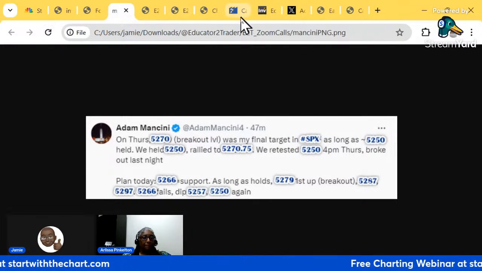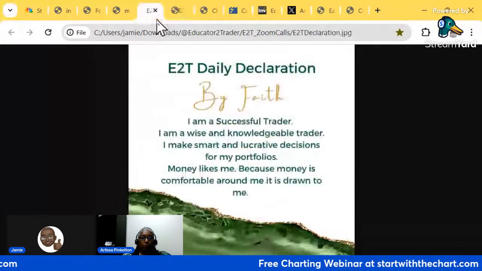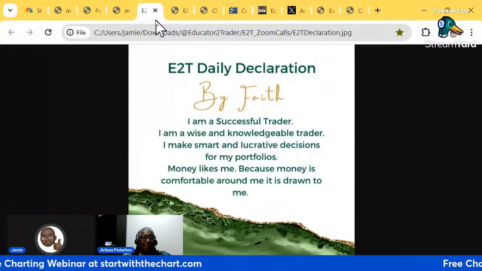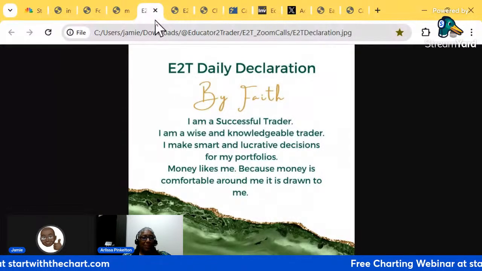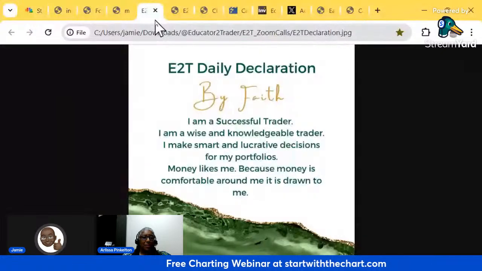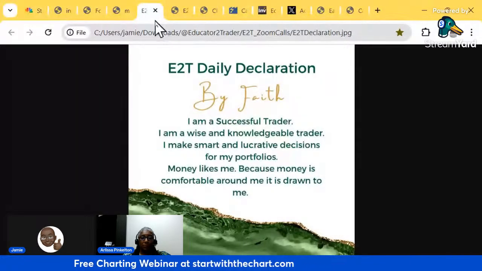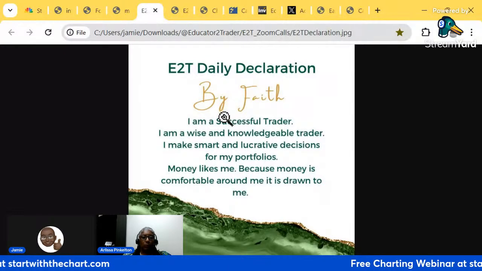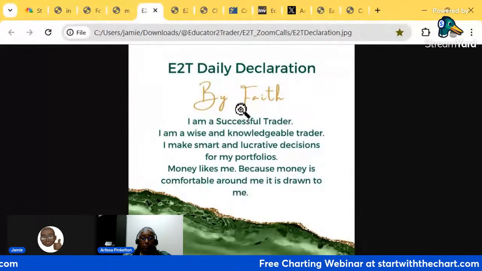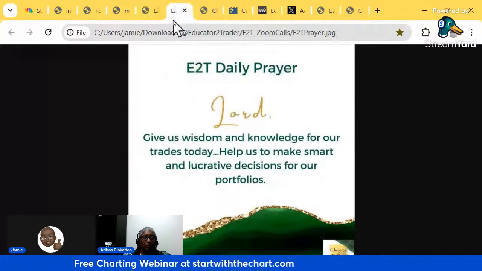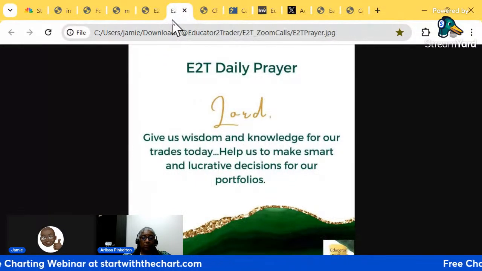ETT Daily Declaration. By faith, I am a successful trader. I'm a wise, knowledgeable trader. I make smart and lucrative decisions for my portfolio. Money likes me. Dinero me encanta. Because money is comfortable around me, it is drawn to me. ETT Daily Prayer. Lord, give us wisdom and knowledge for our trades today. Help us to make smart and lucrative decisions for our portfolios.